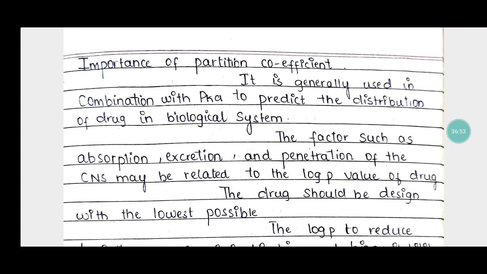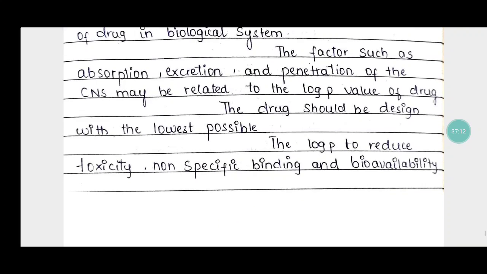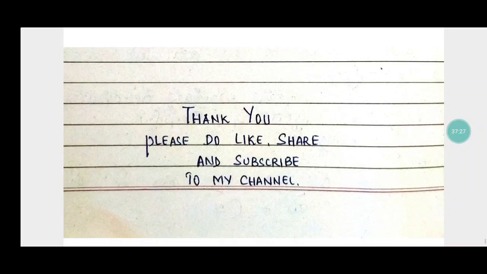The importance of partition coefficients: factors such as absorption, excretion and penetration of the central nervous system may be related to the log P value of the drug. Drugs are designed with the lowest possible log P, which reduces toxicity, non-specific binding and improves bioavailability.